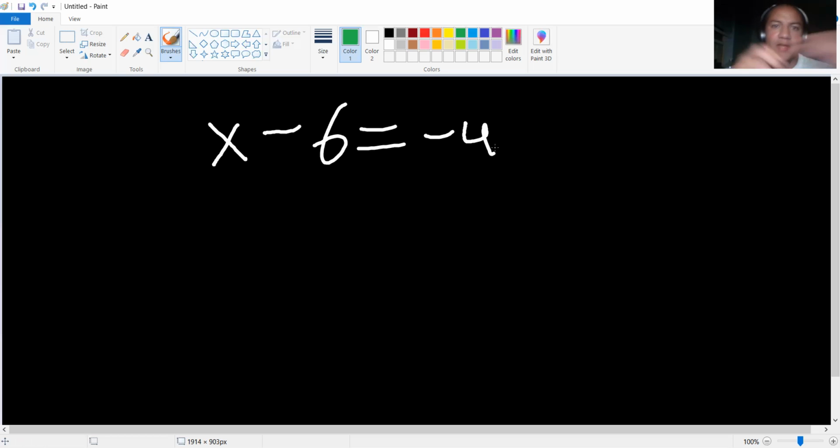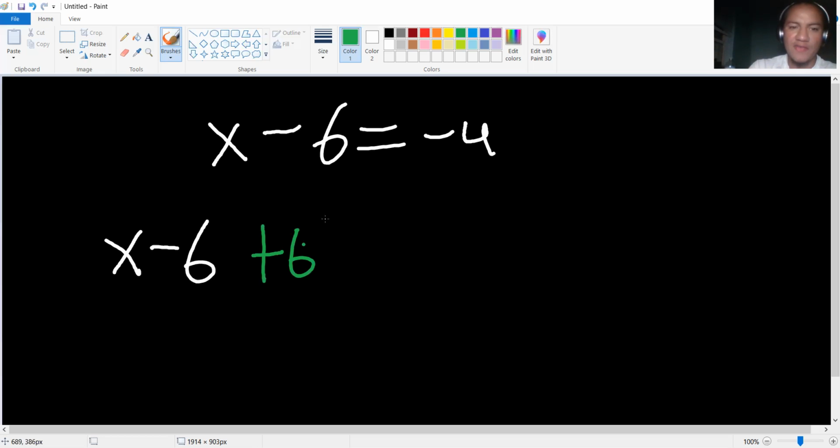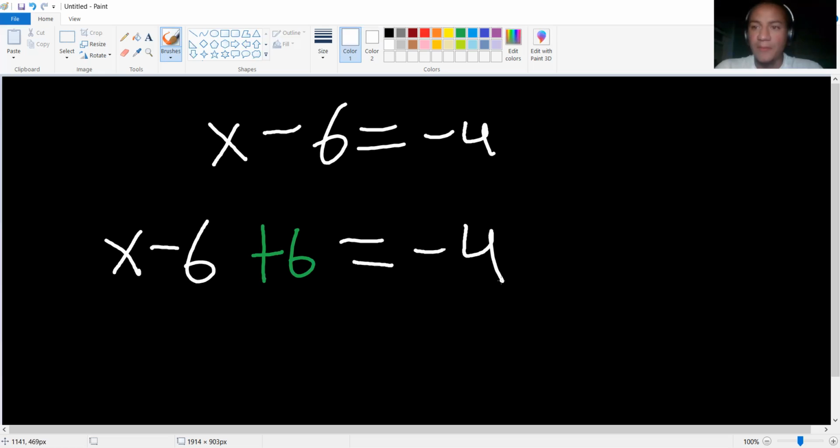And to do that, you have to remember that you have matter and you have antimatter. And when you put the two together, they blow up and you get nothing. So the antimatter of negative 6 has to be 6. Therefore, X minus 6 plus 6, because that's the antimatter, equals negative 4. But again, in math, you have to be fair.